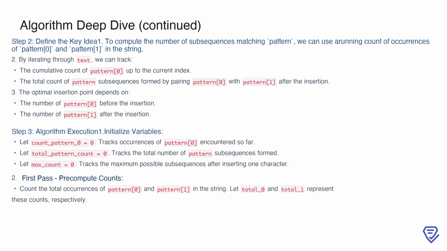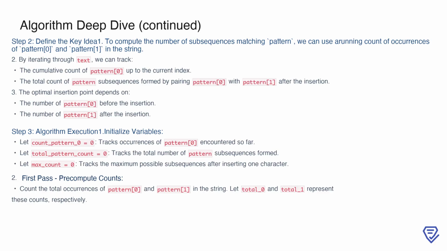Additionally, we track the total number of pattern subsequences formed by pairing pattern 0 with the second character, pattern 1. The optimal insertion point depends on two factors: the number of pattern 0 characters before the insertion and the number of pattern 1 characters after it.